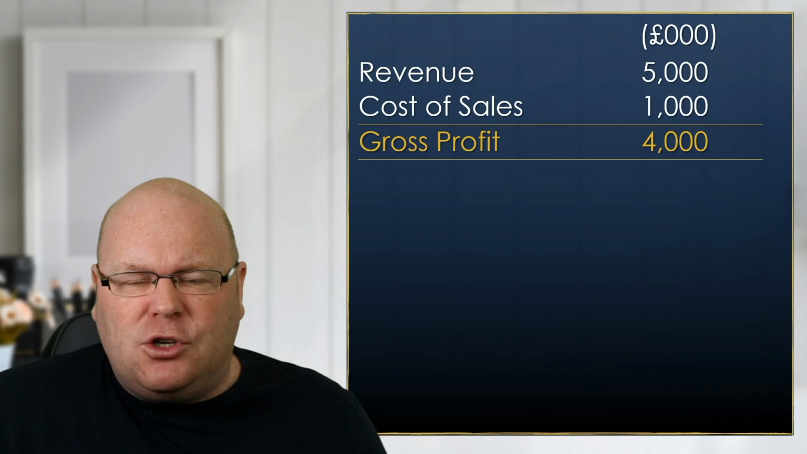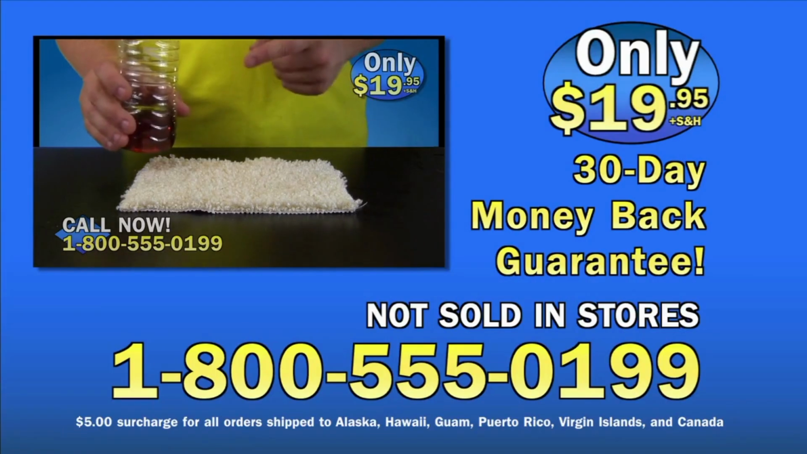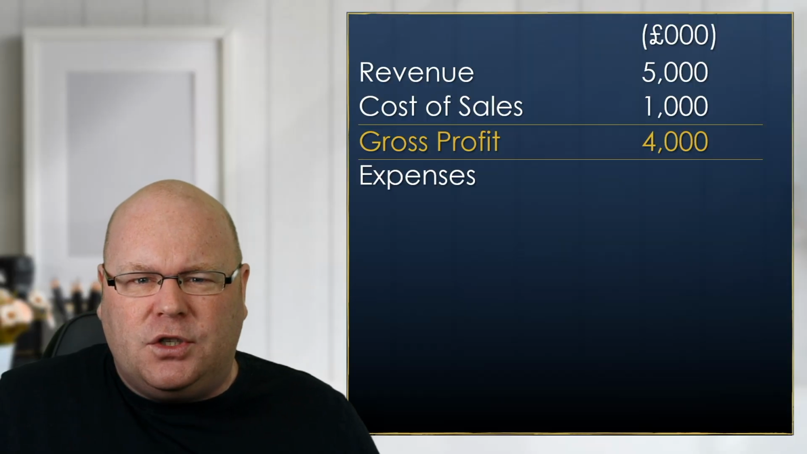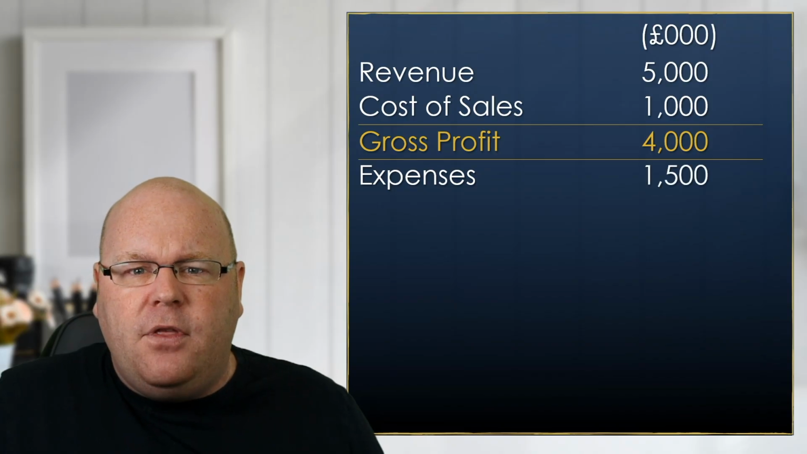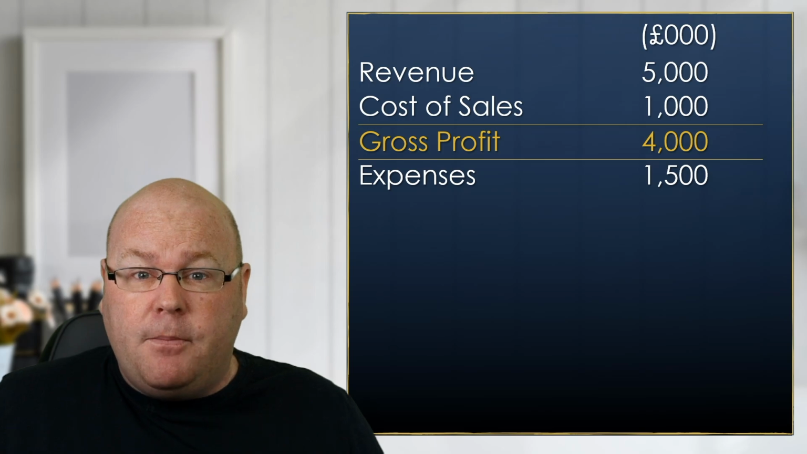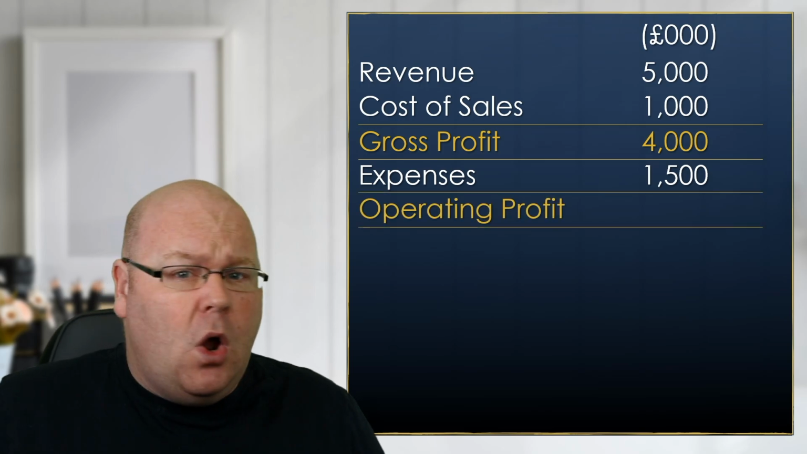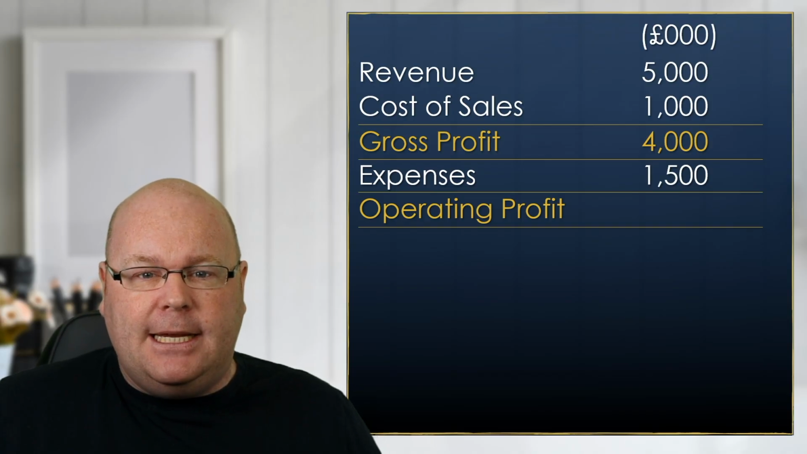As well as manufacturing your goods and services, you're going to have lots of other expenses as well, such as marketing, maybe training, administrative costs. So we've got to deduct all of those costs, not from the revenue, but from the gross profit to get our second classification of profit, what's known as our operating profit.